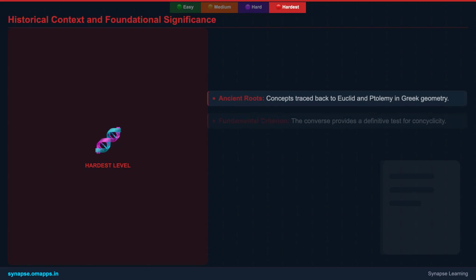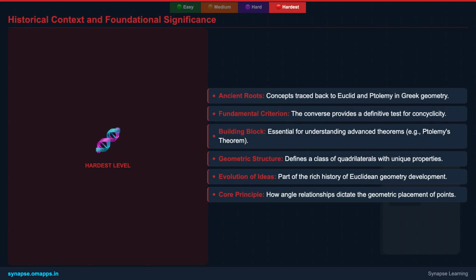The concept of cyclic quadrilaterals is not new. Its origins trace back to ancient Greek mathematicians like Euclid and Ptolemy, who laid much of the groundwork for Euclidean geometry.